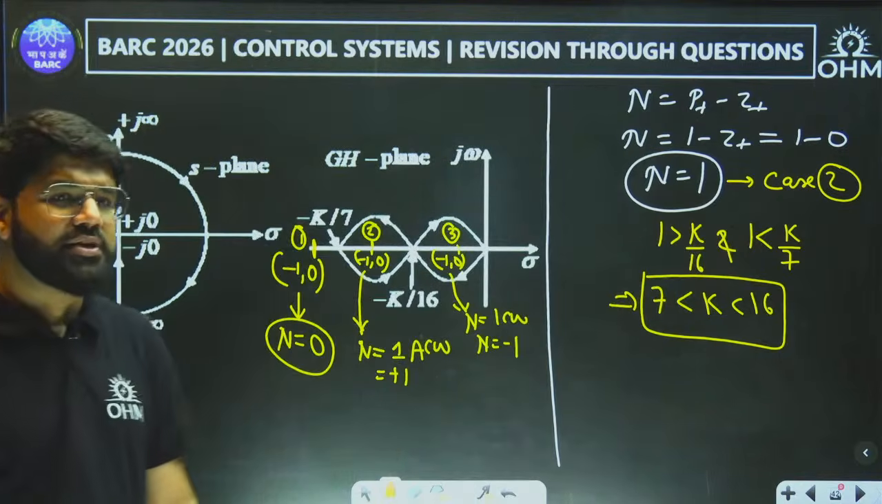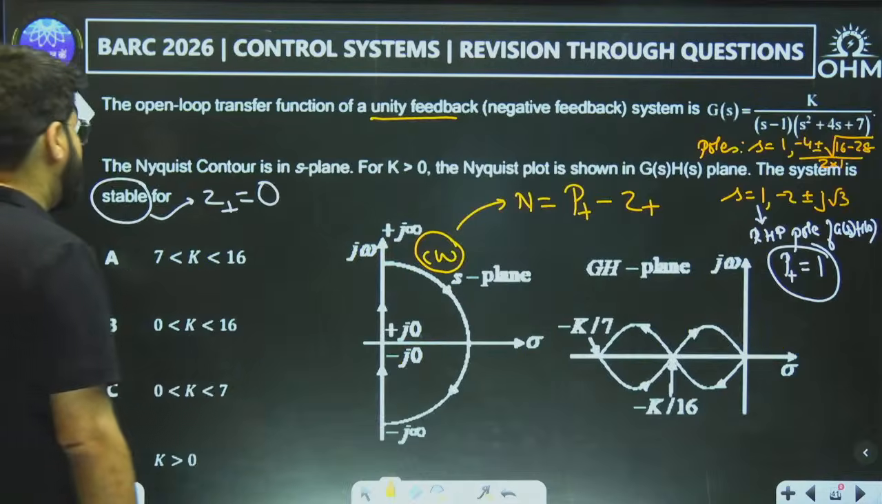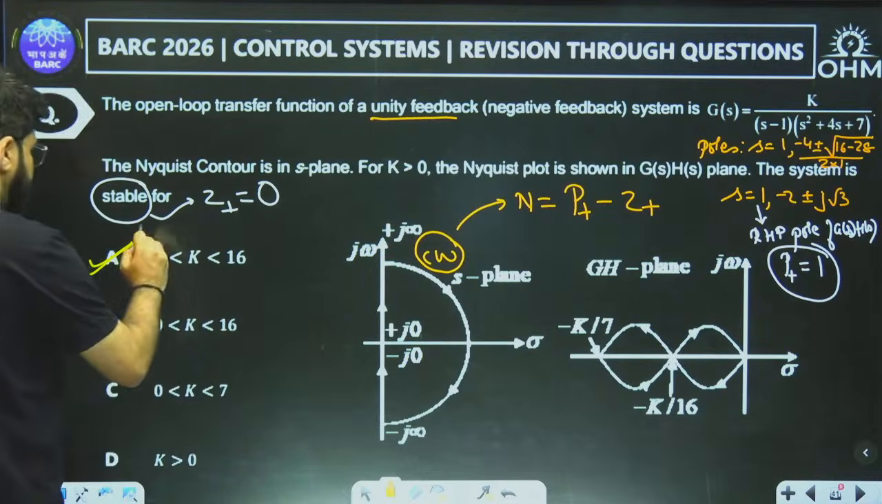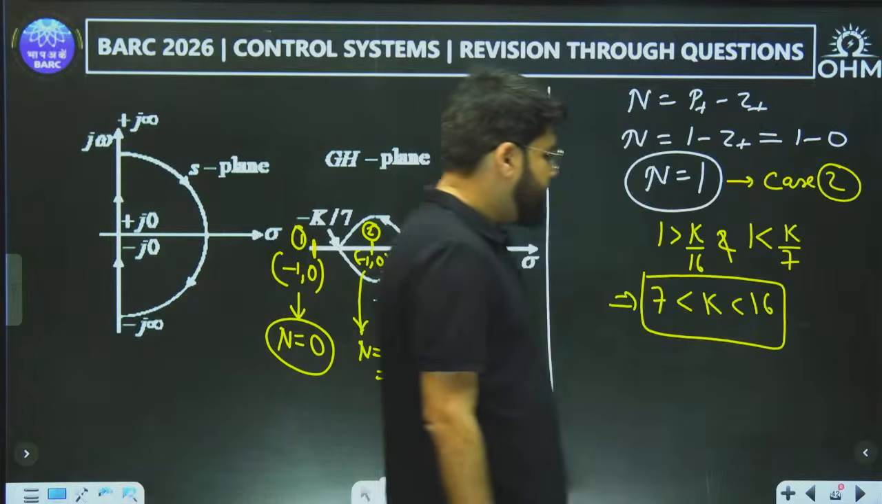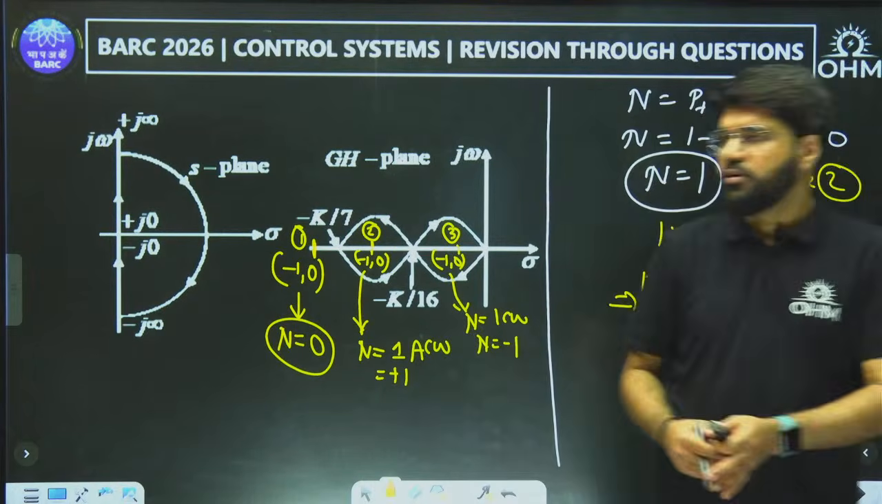Hope you have got the answer correct. K is between 7 to 16. Option number A.